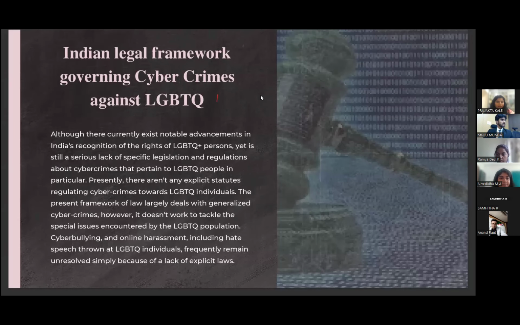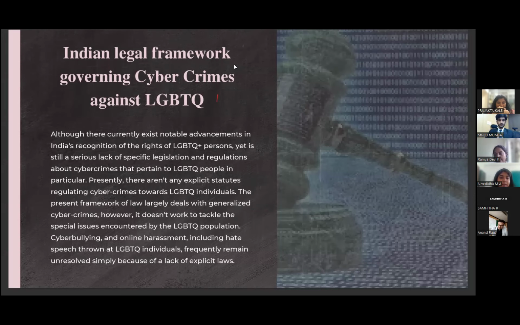So moving on to the next part, the Indian legal framework governing cyber crimes against the LGBTQ community. Although there are currently notable advancements in Indian recognition of the rights of LGBTQ people, there is still a serious lack of specific legislation and regulations about the cyber crimes that target these communities.